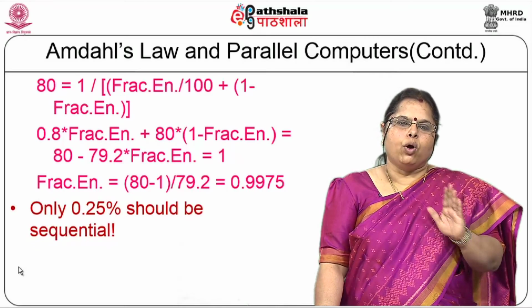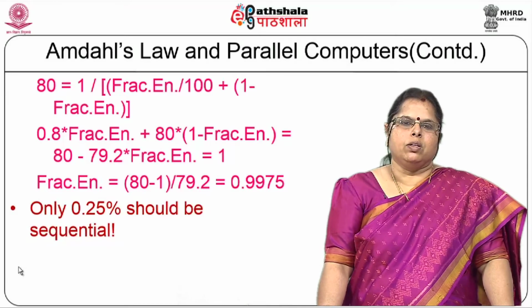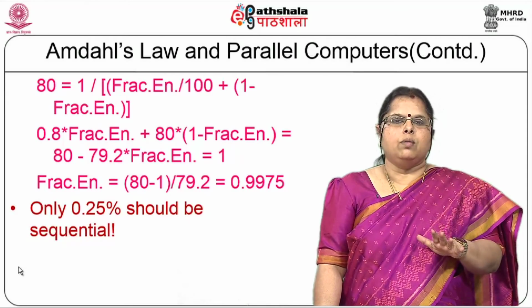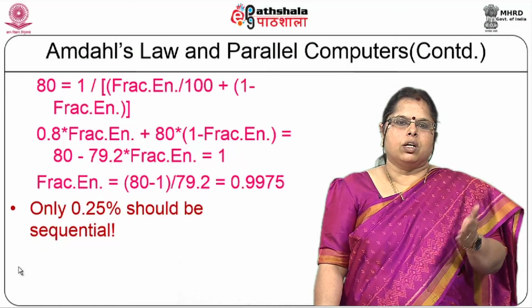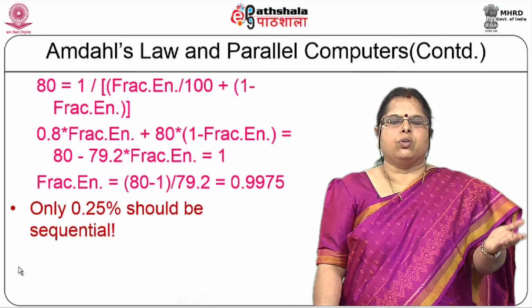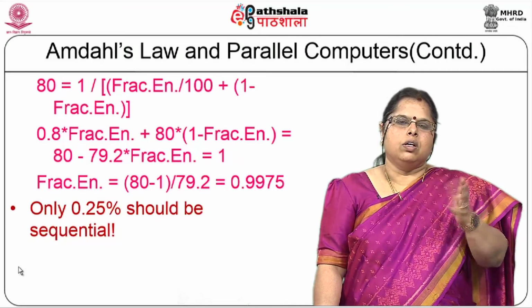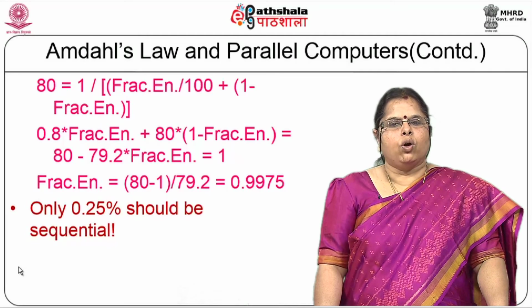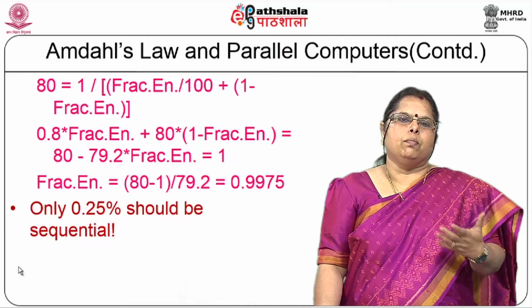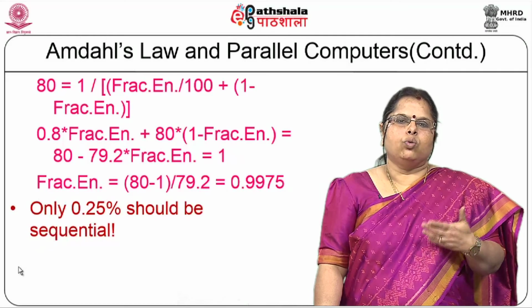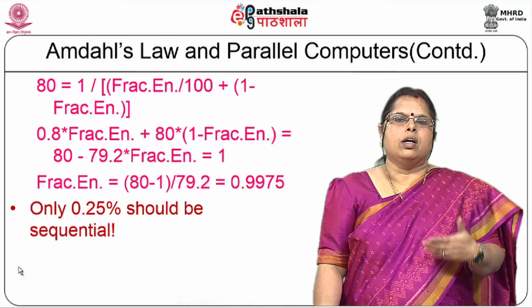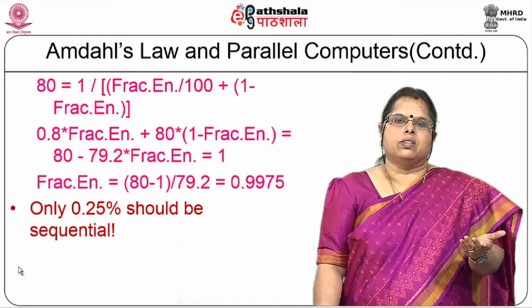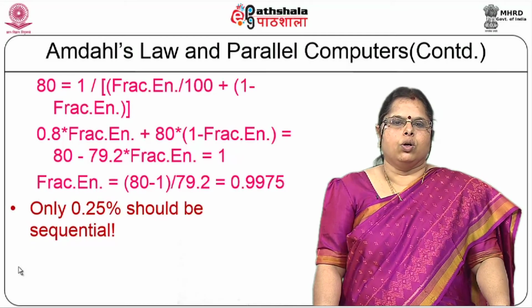So, with only 0.25% of your program being sequential and with 100 multiprocessors, we assume that either you use only one processor or use all the 100 processors, you find that you are still able to get only 80 times overall improvement. So, that tells you the importance of parallelization. So, we would always try to look at how much ever parallelism that can be brought into your coding.